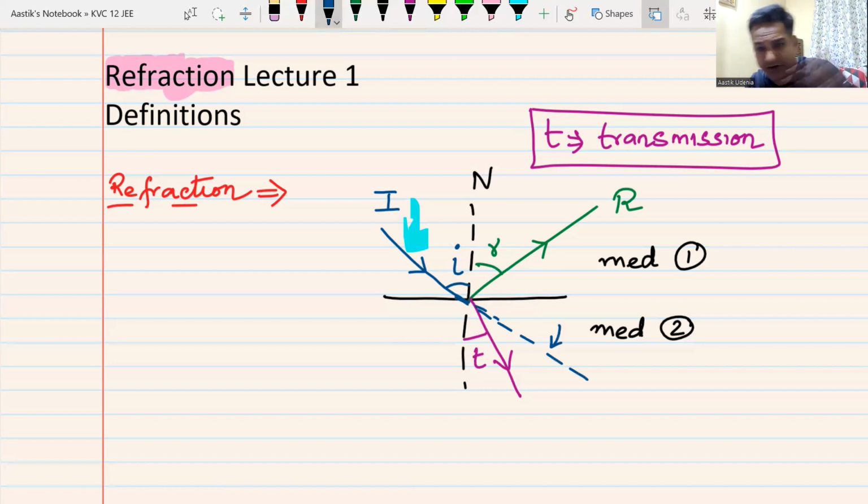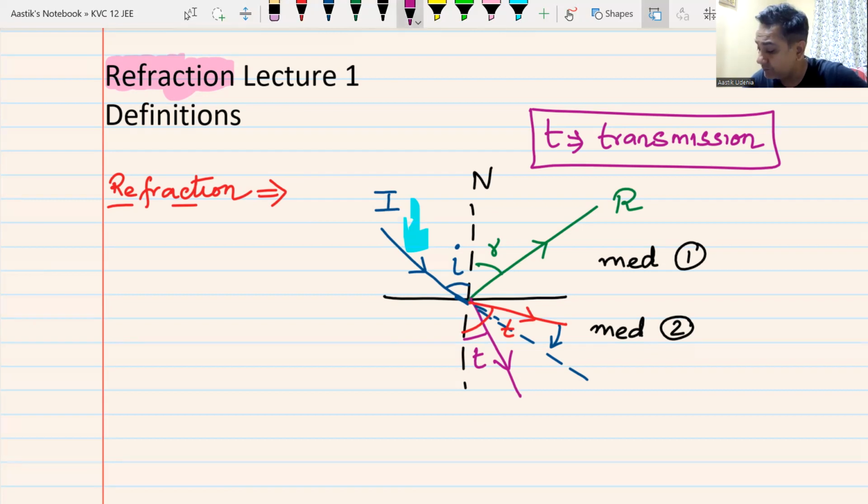If there was no boundary, the light would have gone like this. But because of change in medium, instead of going along the dashed line, it may go along the maroon path, whatever path this is. I'm very bad with colors. Or it may go like this along the red path. Again, I call that angle T. The maroon path is where I say why I use the different color. The maroon path is when I say that it has bent towards the normal.